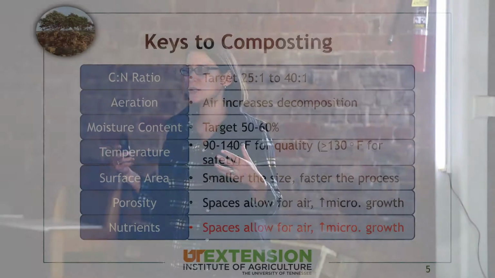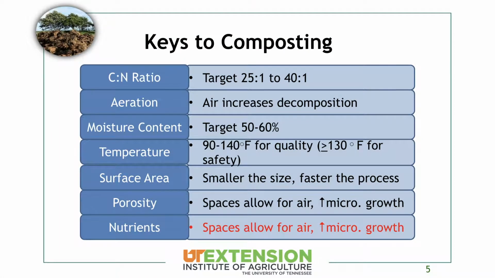And then the moisture content. We talked about that before lunch: we want that wrung-out wet sponge feel, and we're targeting about 50 to 60% moisture content. Again, we're not going to actually measure the moisture content, but if you have that damp but not overly saturated feeling, that's what we're going for.